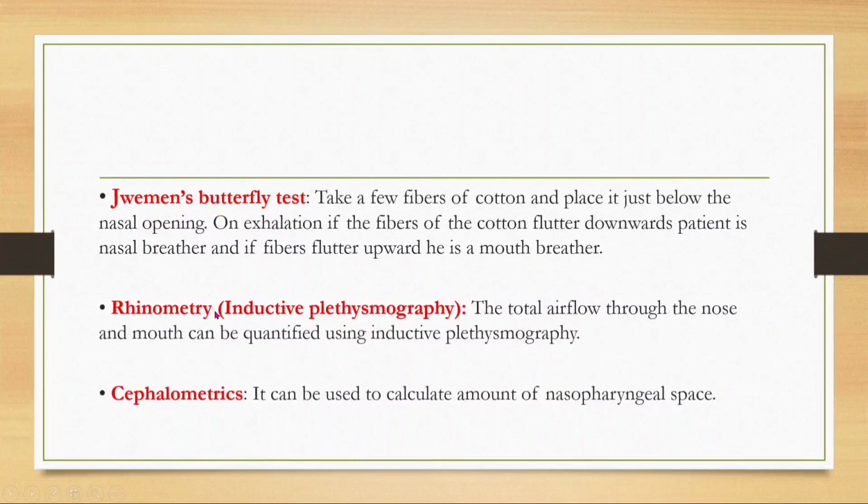Now we have rhinometry, where the total airflow through the nose and mouth can be quantified using plethysmography, and we can make out which kind of respiration a person has. And the last technique is cephalometrics. We can calculate the amount of nasopharyngeal space using cephalometric analysis.